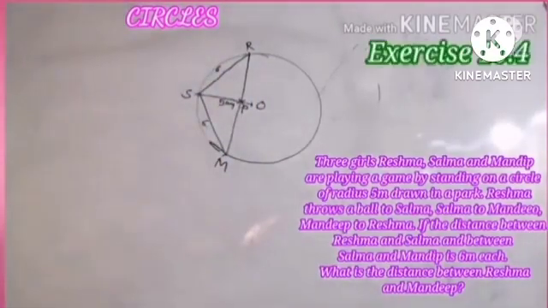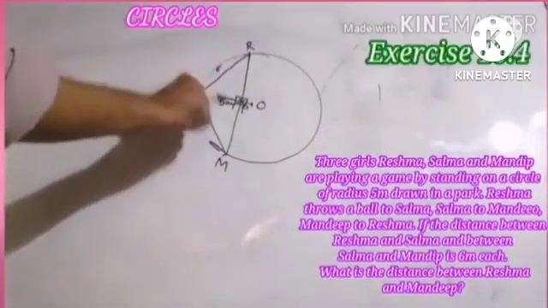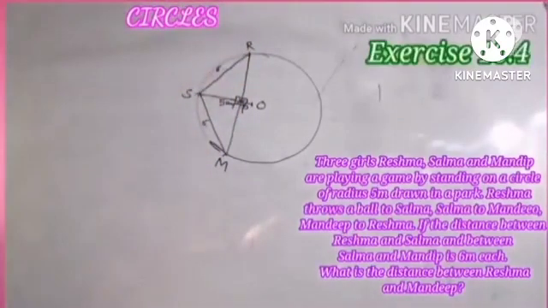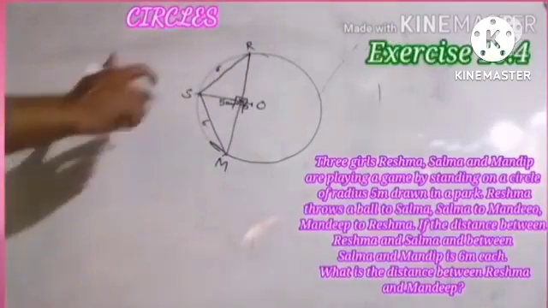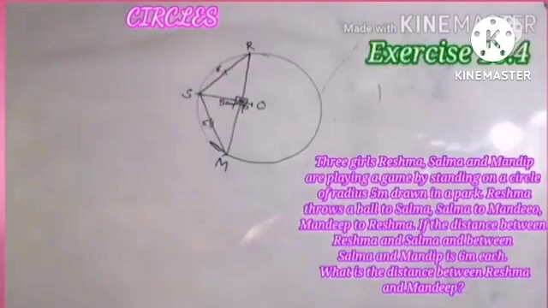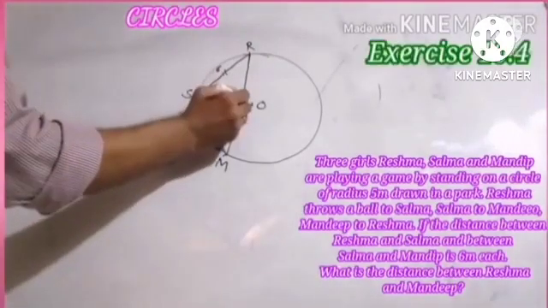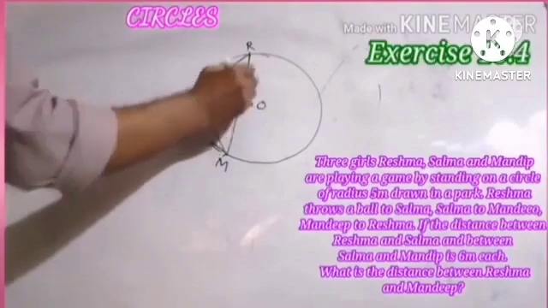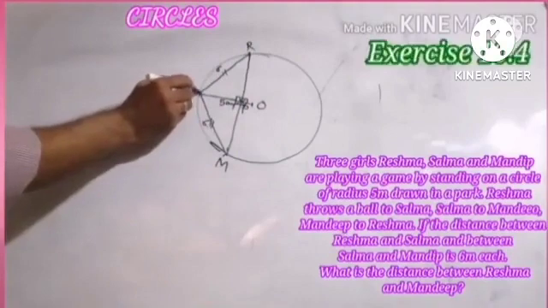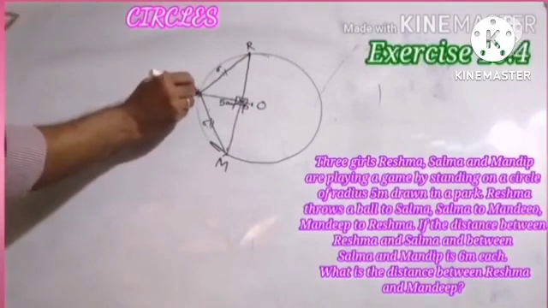Here we get these line segments perpendicular to each other. Why? What type of triangle is triangle RSM? Triangle RSM is an isosceles triangle because these two sides are equal. In an isosceles triangle, when you draw a perpendicular from the vertex angle, what is the vertex angle? The vertex angle is the angle formed by equal sides. So here S is the vertex angle.